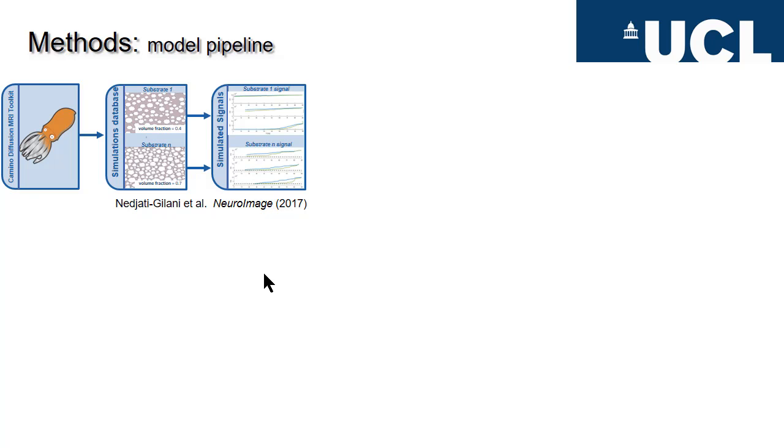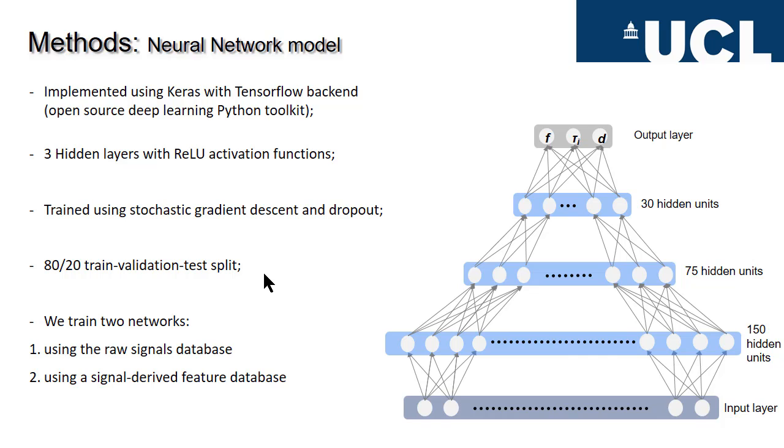So this constitutes the first step in our model pipeline, which is followed by implementing a feed-forward, fully connected neural network using Keras with TensorFlow backend. This network has 3 hidden layers with ReLU activation functions, and it is trained using stochastic gradient descent with momentum and dropout. We use an 80-20 train validation test split, and we train 2 networks, one for each of the 2 databases presented earlier.